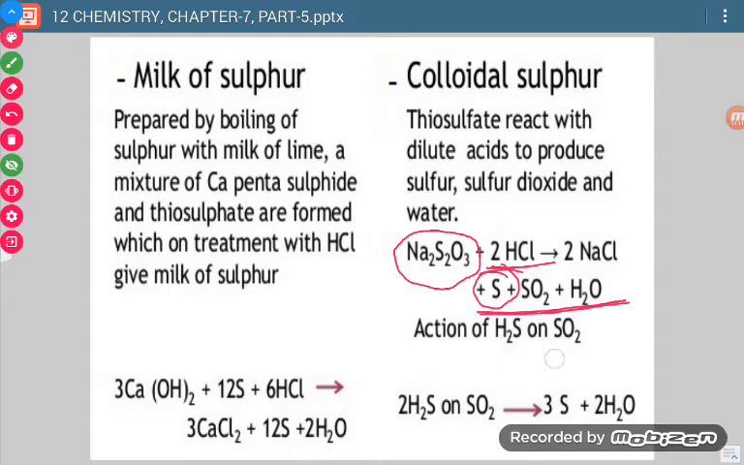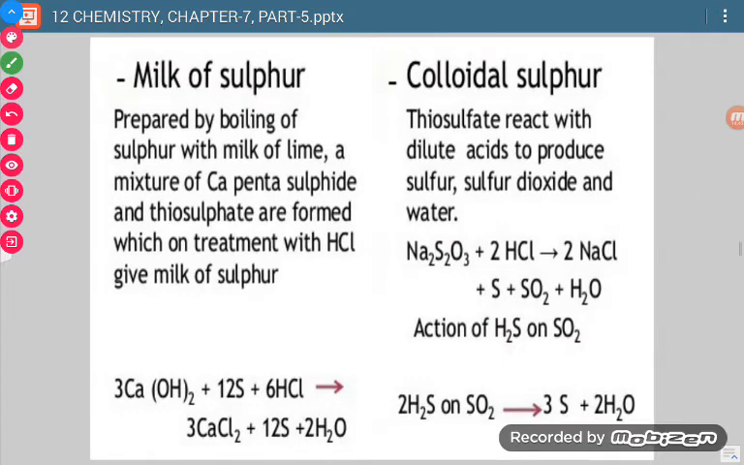Similarly, if we pass H2S gas through sulfur dioxide, then also there will be adsorption and formation of molecules of the colloidal range, and that also will be termed as colloidal sulfur. So what do we mean by colloidal sulfur? By colloidal sulfur we only mean that the product formed will be a colloidal solution in which sulfur will be the distributed phase or dispersed phase.